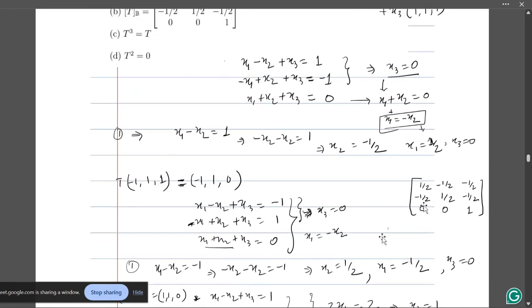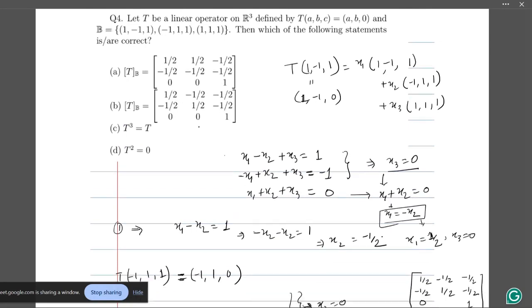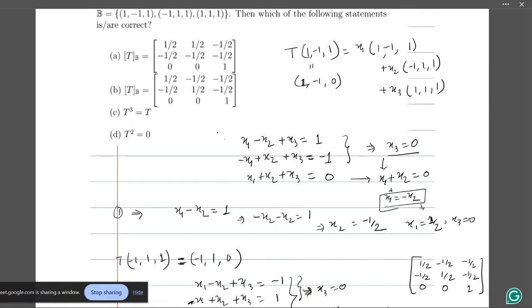Let's see which one is correct. The third option is the same, the first option is the same. In the second option, we have a minus at first. Here, this option is correct. So two fails.